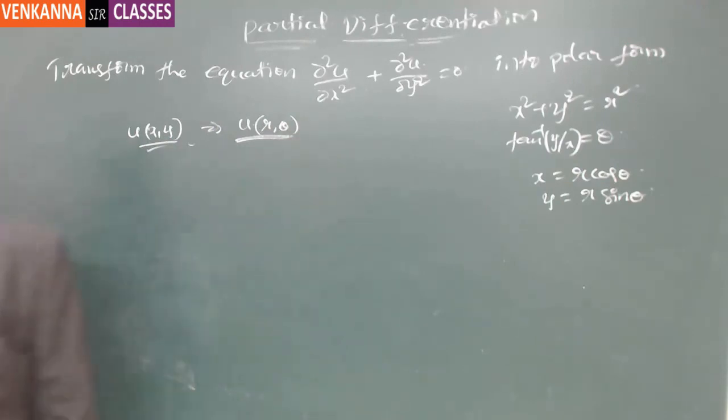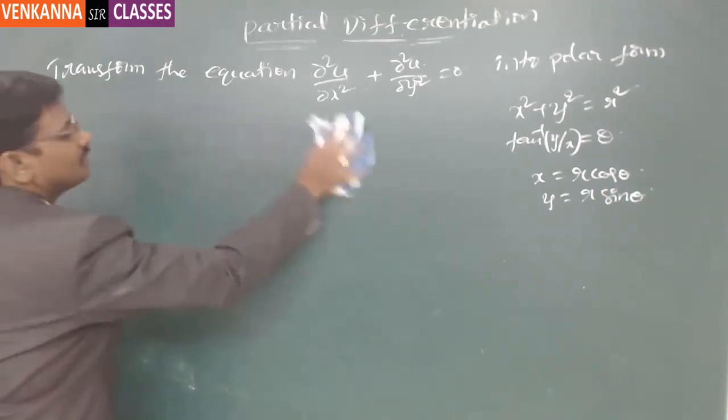So this takes a little bit of time. You take your time and then try to solve it. First you find ∂²u/∂x² alone. This is straightforward, but the calculation part is a little bit more.